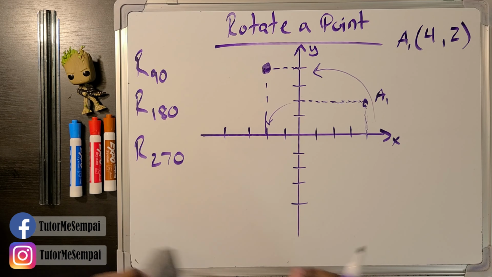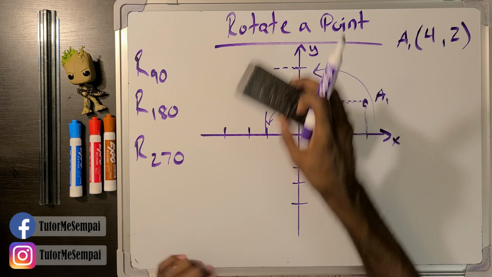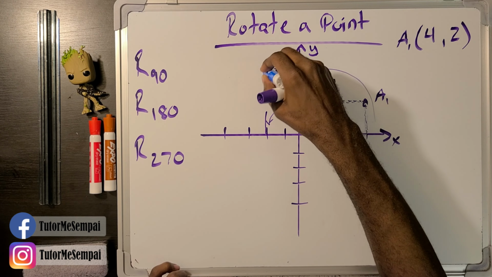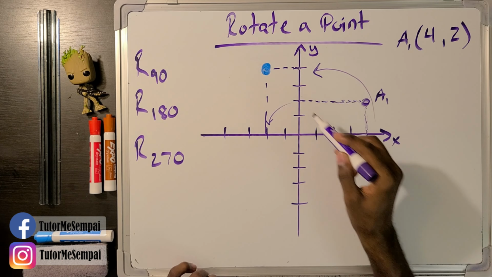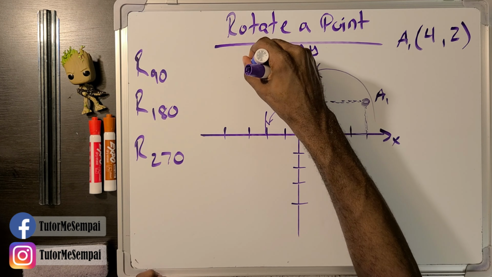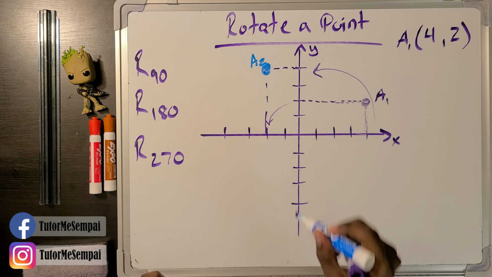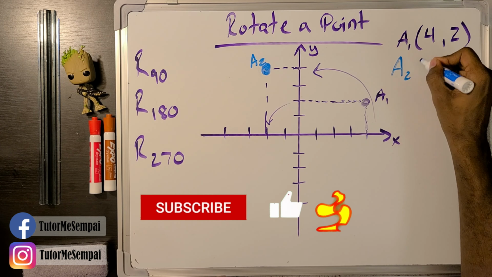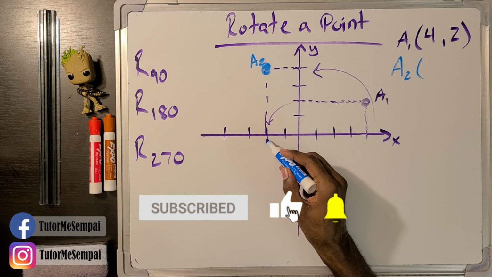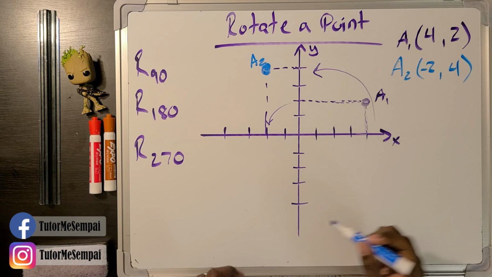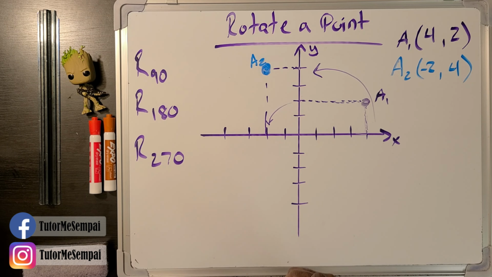Or let me put it in a different color. Our new point is going to be right here. A1 is going to be A2 over here. This is going to be our new point, A2. Now, what's the value of that point, A2? A2 is going to be what? Well, it's going to be negative 2, 4, right? Negative 2, 4. So let's keep track of that.